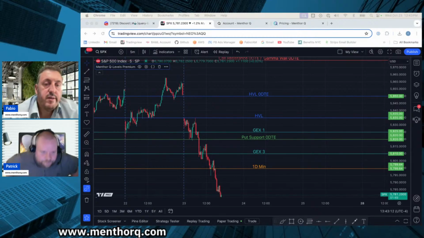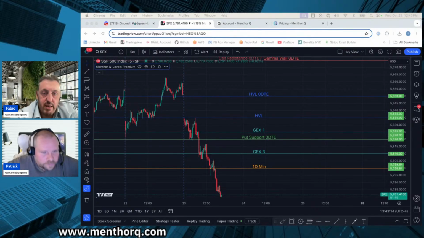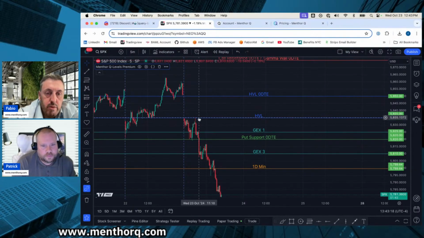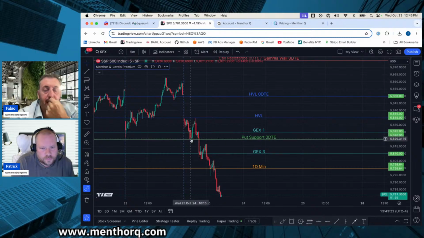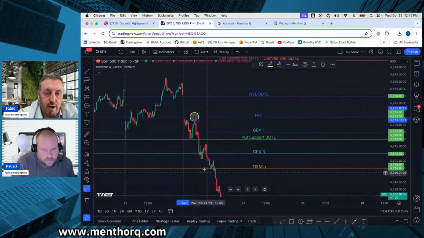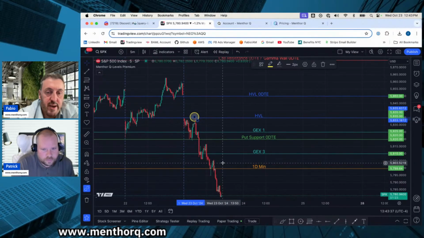Sure. I think we start from the SPX, right? Here we see basically, obviously we open lower, and the support acted as support in this case. We see a retracement back, and then the price stops right here at the high vol level, and then drops all the way down, even crossing the 1-day minimum for the day.